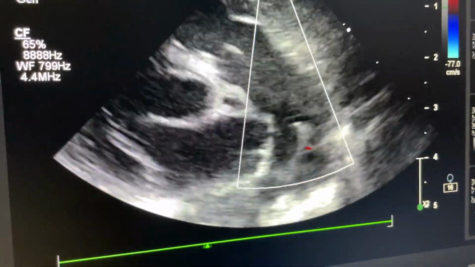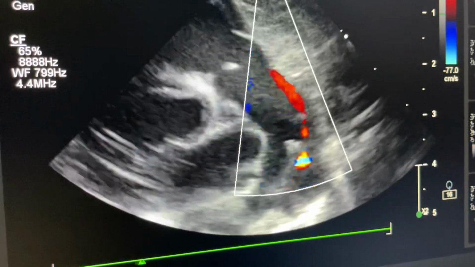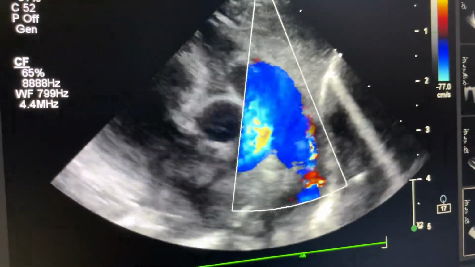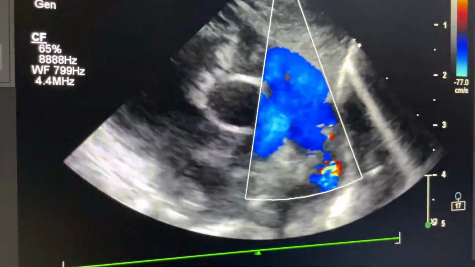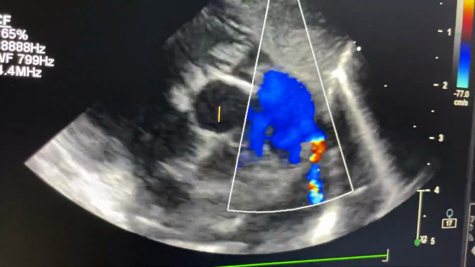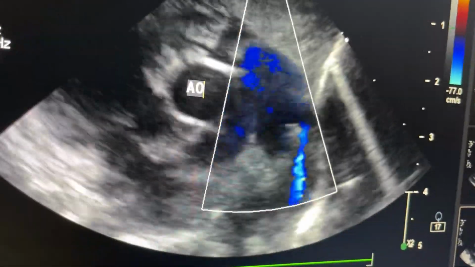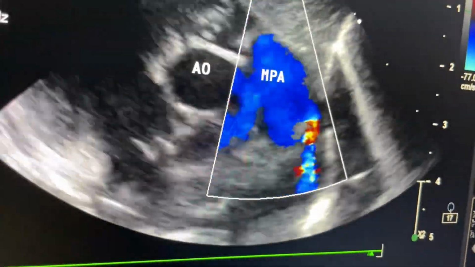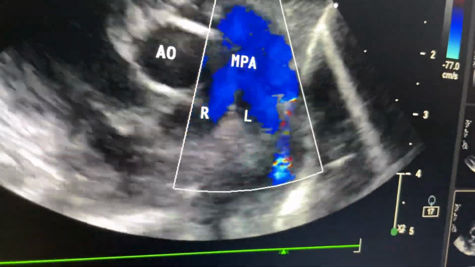Again, see the same thing. PDA with bidirectional blood flow. Same thing, PDA with bidirectional flow. Only thing is this view is the parasternal short axis view. In this view, the structure that you see is the aorta. This is the main pulmonary artery. R for right pulmonary artery, L for left pulmonary artery, and P for PDA.